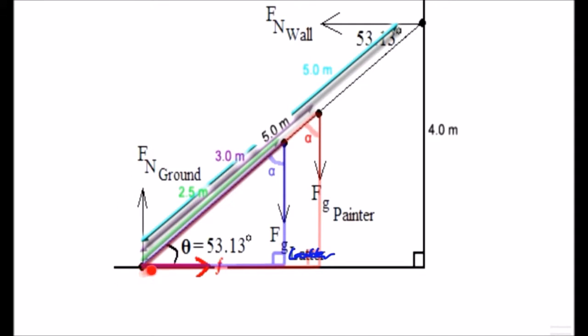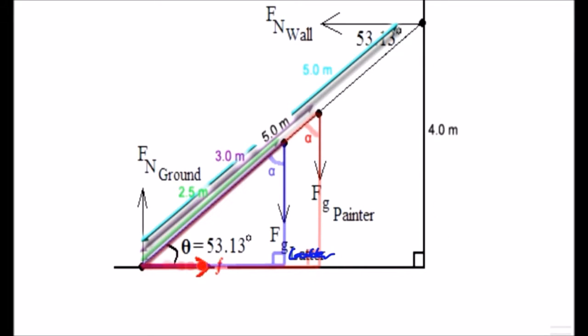All right. So where the ladder touches the ground down here, obviously there's a normal force from the ground, but then also the ladder would have a tendency to slide along the ground towards the left. That means that friction would oppose that motion and point towards the right.